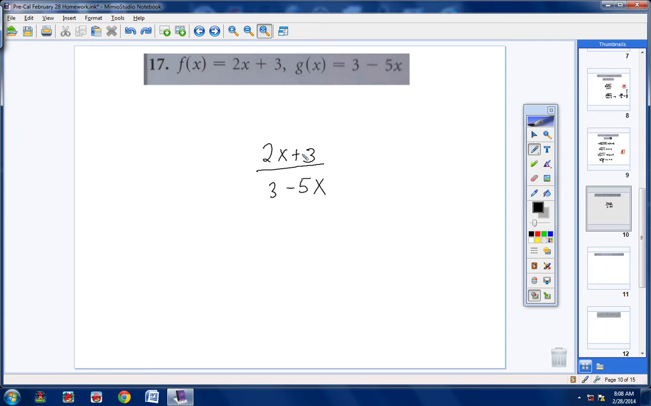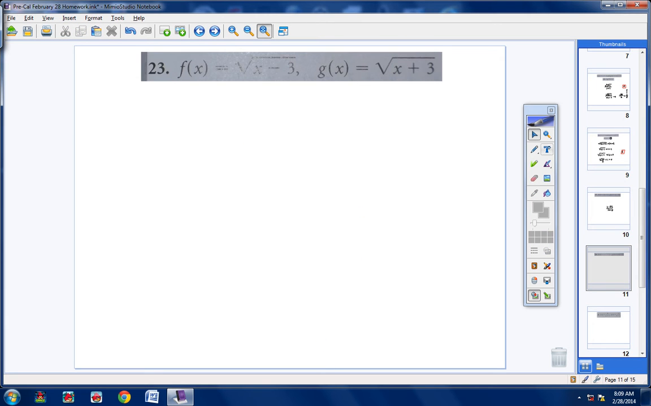Now you can factor sometimes, but there's no way we can factor this. There's no way we can factor this. So we're completely done. Okay, now the next thing they want us to do is take g divided by x. So if they want us to take g divided by x, now the g function simply goes up top and the f function goes in the bottom, and then there's no simplifying you can do. Okay, so pretty simple. Let's move on now to number 23.